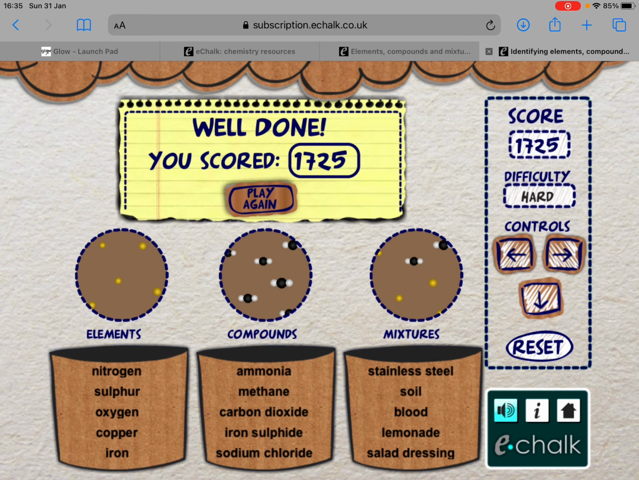Now don't worry about ammonia and methane. They are tricky ones just because I set it to hard to make it go faster. We wouldn't really expect you to know that in first year, but they are special types of compound that you'll learn about later on. The giveaway for mixtures is it tends to be your everyday substances. Steel, soil, blood, lemonade, salad dressing tend to be mixtures, meaning that there's lots of different substances in them, but they're not necessarily chemically bonded together. So, like I say, I've gone through this fairly fast.